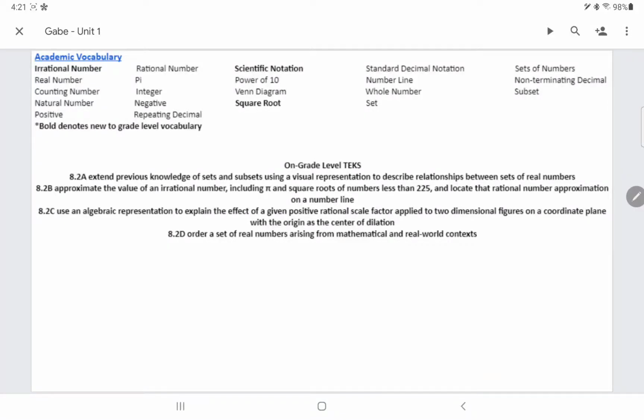Okay, a whole bunch of foundational skills are coming up in Unit 1 of Pathway 2 in 8th grade. This is going to be the new academic vocabulary that you're going to be seeing. And it's not really even that new: an irrational number, scientific notation, square root. There's some other stuff that we're going to cover. Basically, everything we covered today was all these vocabulary words and every single one of these TEKs that are going to be covered in your class.